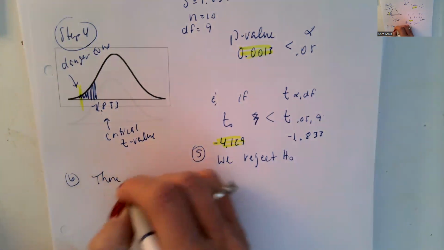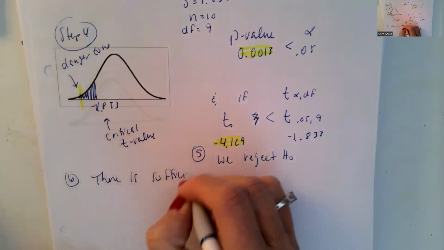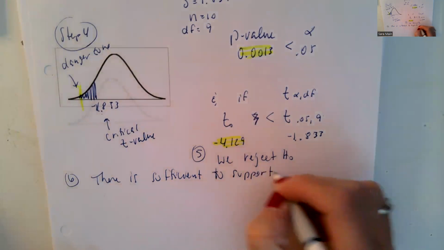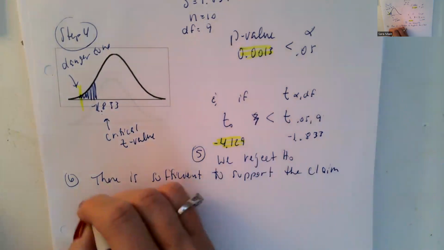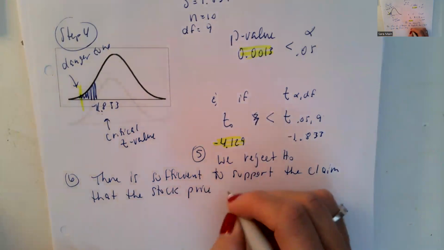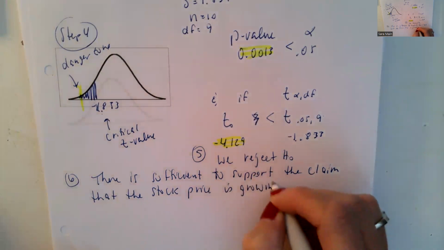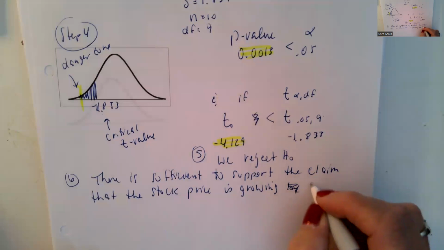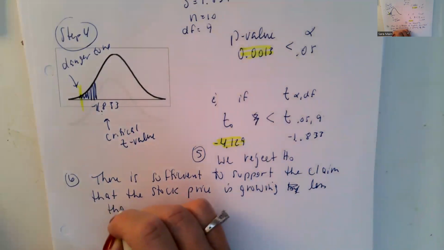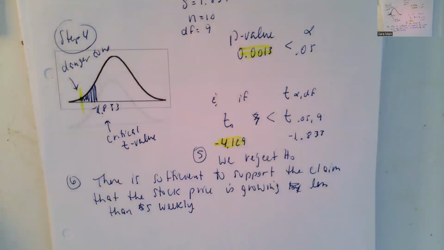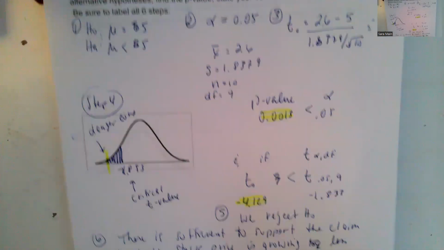There is sufficient evidence to support the claim that the stock price is growing, or growing, we'll say, less than $5 weekly. Okay, that was example 5.